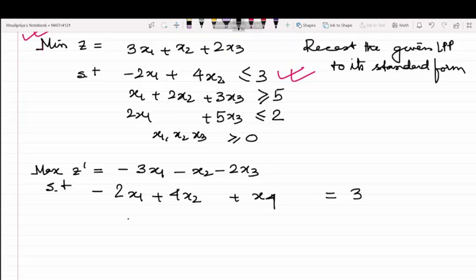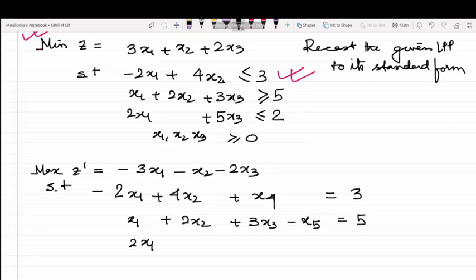It is greater than equal to type. So what is required to be done? x1 plus 2x2 plus 3x3, then how to make it equal to 5? Subtract a variable. What about the second one? We would be subtracting a certain variable. Let's make it x5. And what about the third one?